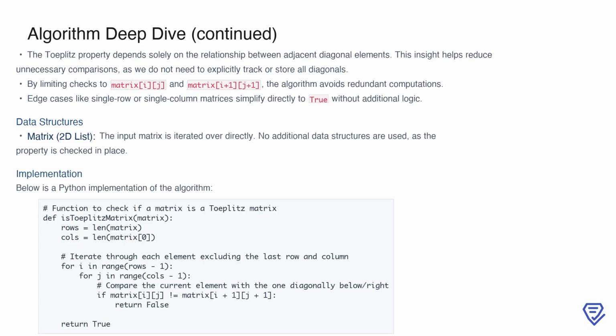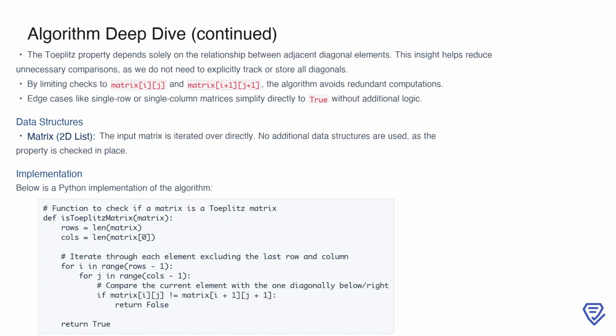The key insight behind this algorithm is that the Toeplitz property depends entirely on adjacent diagonal elements, specifically the relationship between matrix[i][j] and matrix[i+1][j+1]. This means we do not need to track or explicitly store all diagonal elements, which helps eliminate redundant computations. By limiting our checks to just these adjacent elements, we achieve a highly efficient solution.